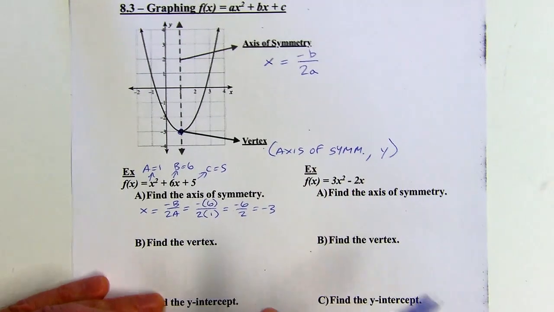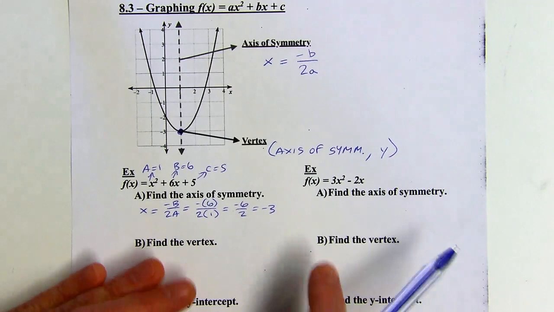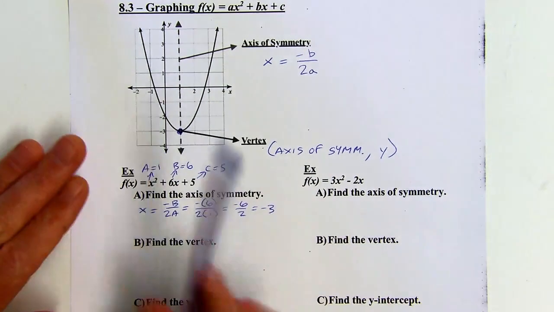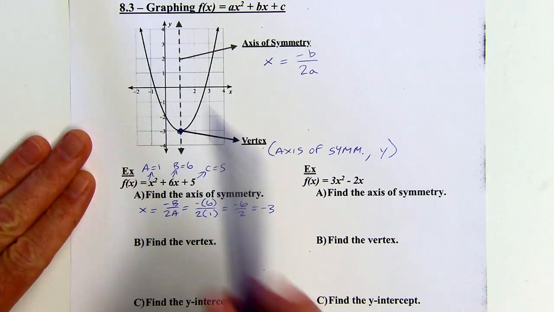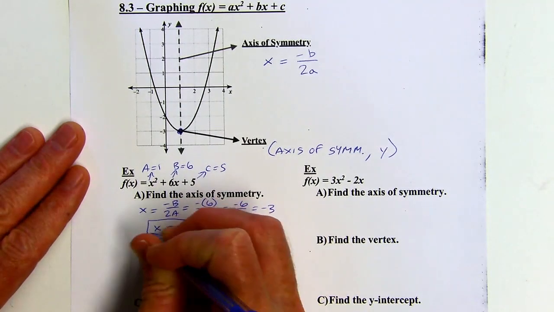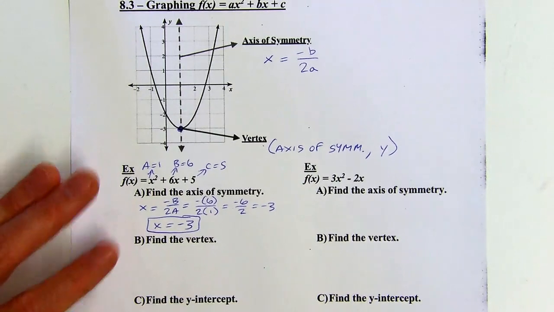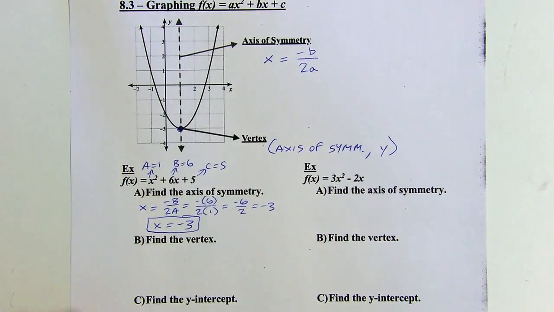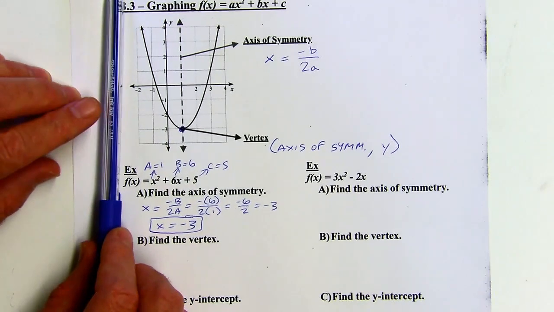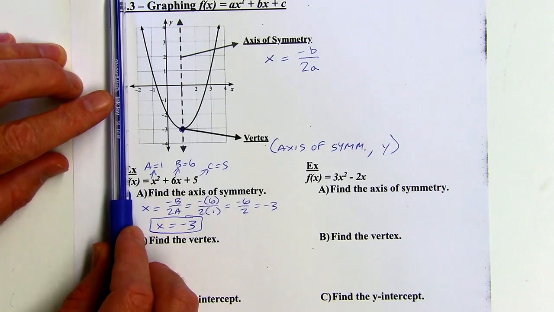Now, a lot of times when I ask for an axis of symmetry on a test, people say negative 3. But negative 3 is just a number. It has to be x equals something to make it a vertical line. So I really want to say that x equals negative 3. The x equals is important because that makes it a vertical line. Now, if I had graphed my axis of symmetry, x equals negative 3 would look something like that.